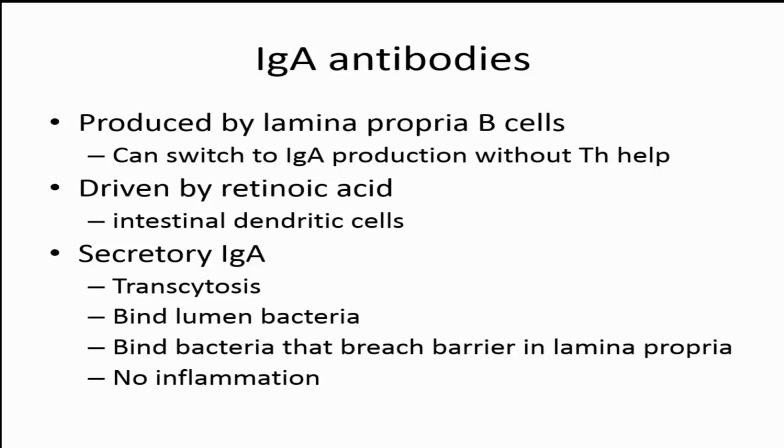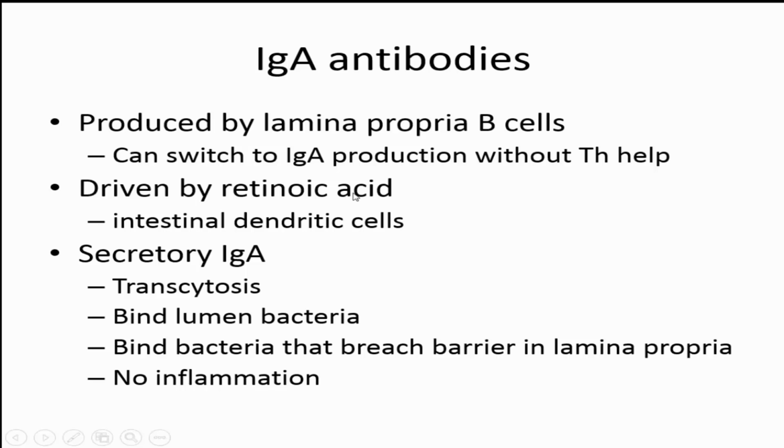Apart from that, the intestinal wall has IgA antibodies, which are produced by the B cells that are sitting in the lamina propria, under the epithelium of the intestine. These B cells can switch to IgA production without T helper help in general, and these B cells produce IgA in response to something called retinoic acid that's present in that environment, produced by the dendritic cells that are present there. So in the presence of that retinoic acid, the B cells are going to produce more IgA.